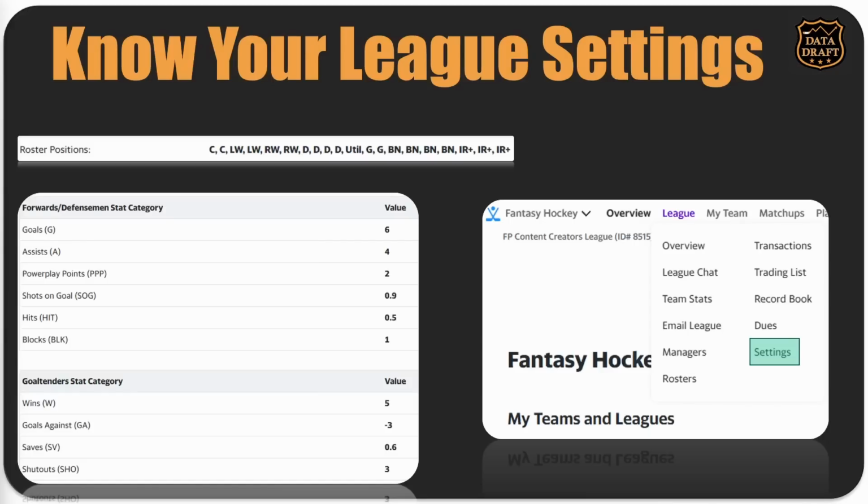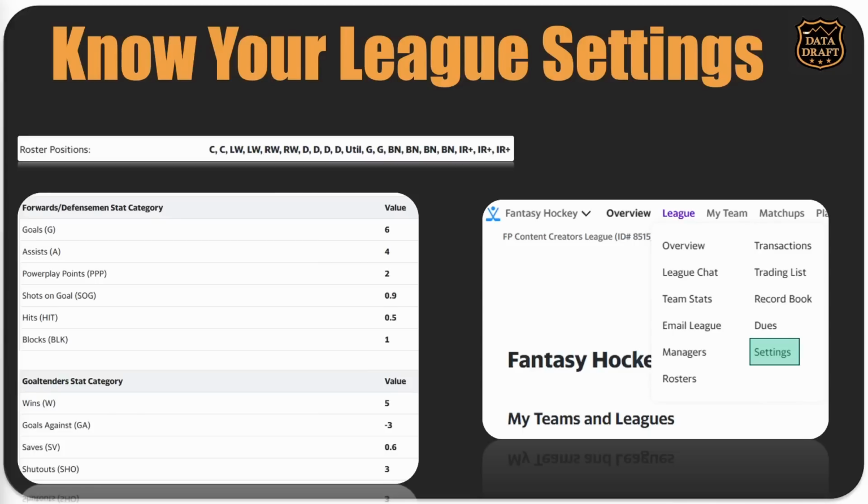But in addition to that, you obviously have to know what your point weightings are so that you know which point weightings are higher than others and you can focus on those in your draft. If you don't know how the points are being awarded in your league, it's kind of like fighting with one arm tied behind your back. You have to know where the value lies in your league in order to exploit it.